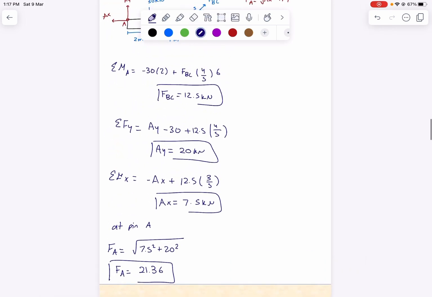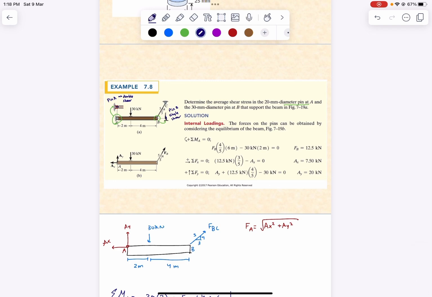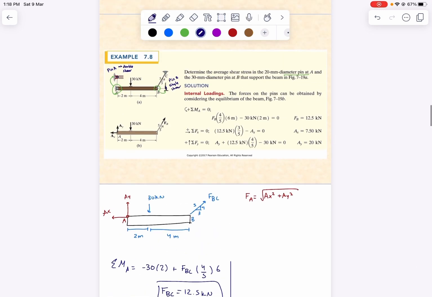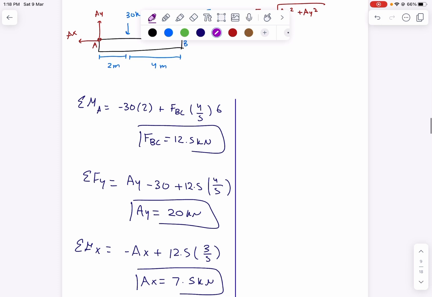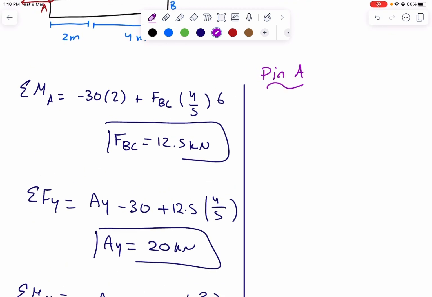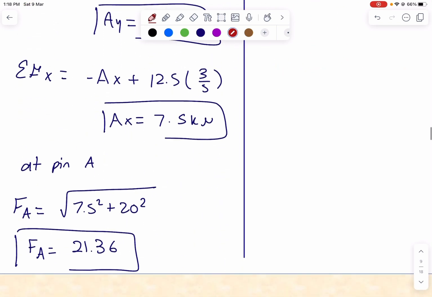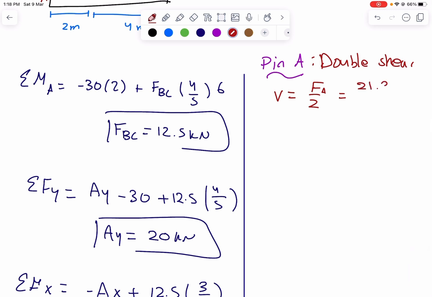Okay, now we have all the information that we need. So, first of all, let's start by pin A. In pin A, we said that we have double shear. So V is equal to F over 2. Now what is F? It's 21.36 over 2. So the shear in pin A is equal to 10.68 kilonewtons.